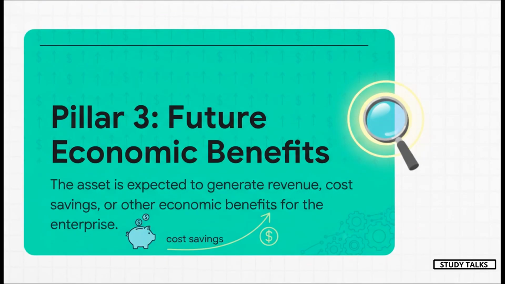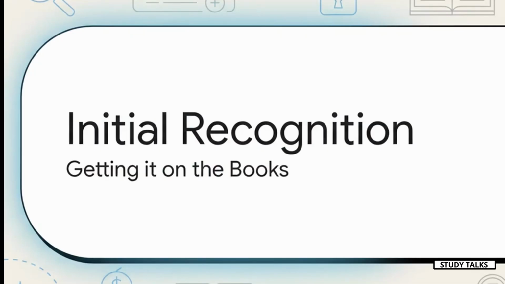And the third and final pillar is future economic benefits. This one is pretty straightforward. For anything to be an asset, you have to expect that it's probably going to help you make money down the road, whether that's through more revenue or by saving you costs. Simple as that.